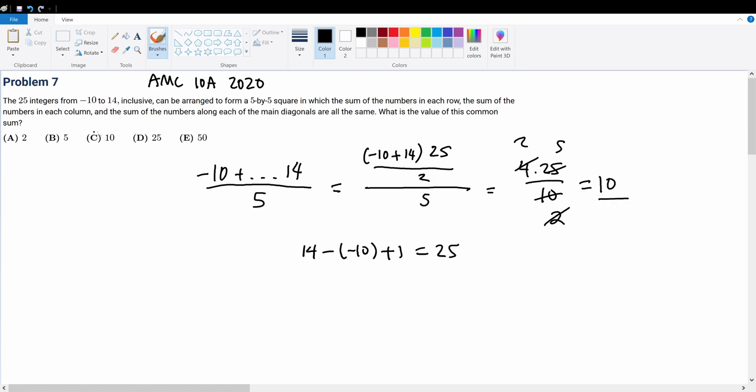So the solution to this question will be C, because all the rows, columns, and diagonals will sum to this common sum of 10.